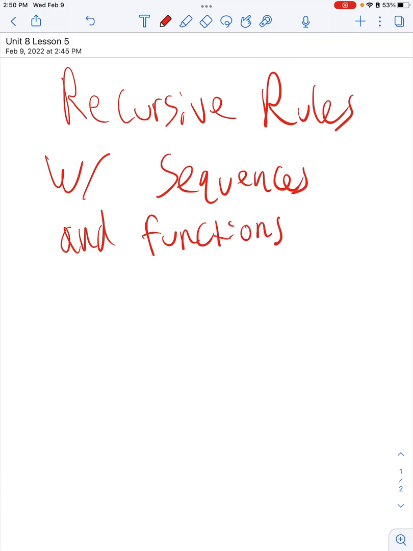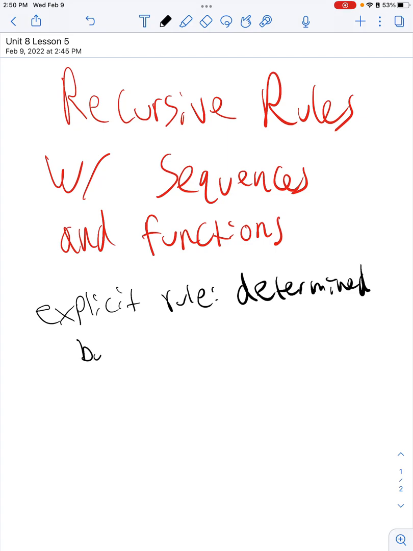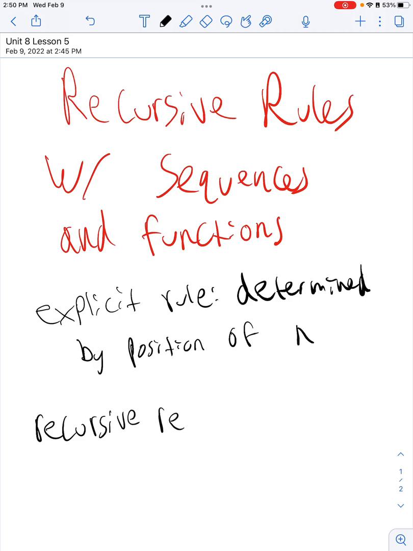So what you are probably wondering is, what's recursive? What we've been doing is called explicit, and that means it's determined by the position of n. Whereas recursive uses the previous term. And I'll show you what I mean.